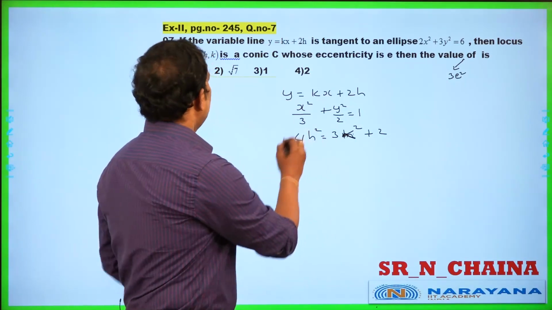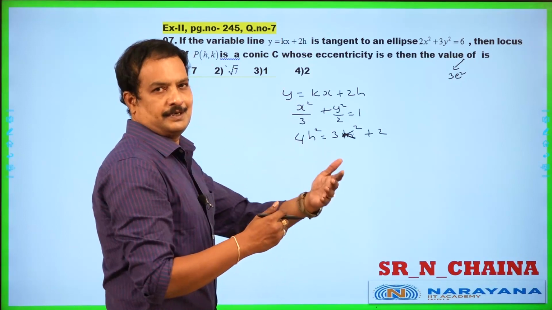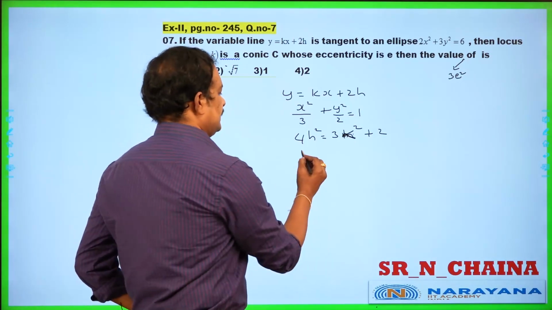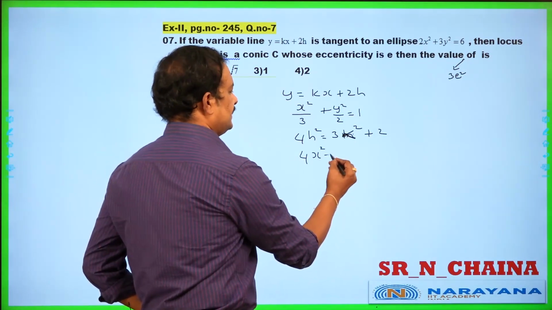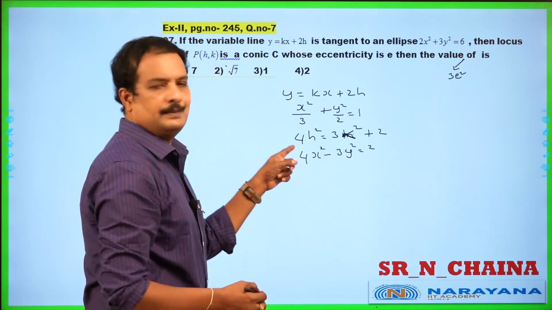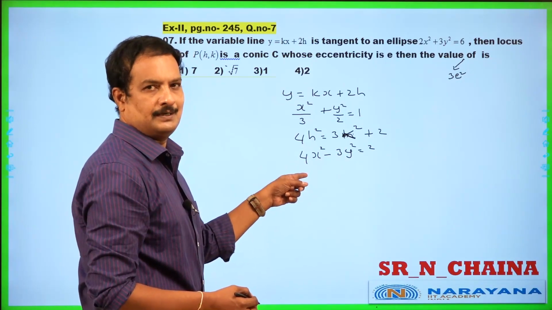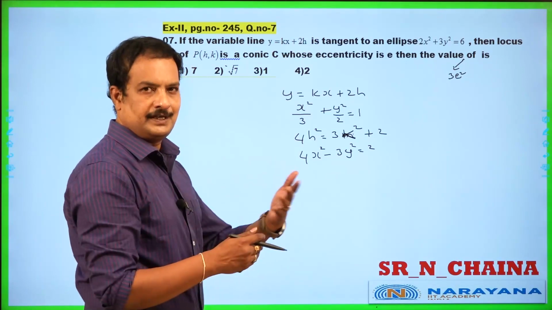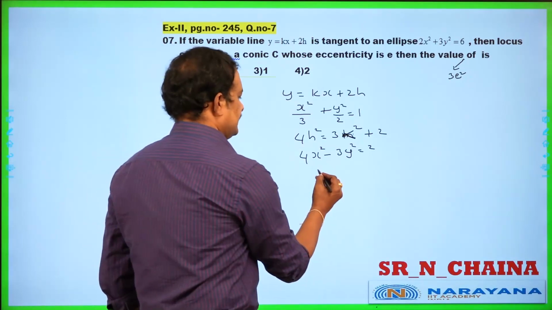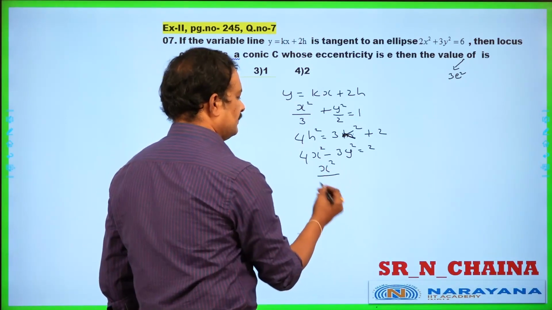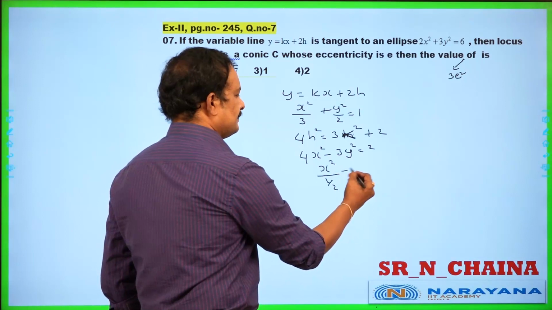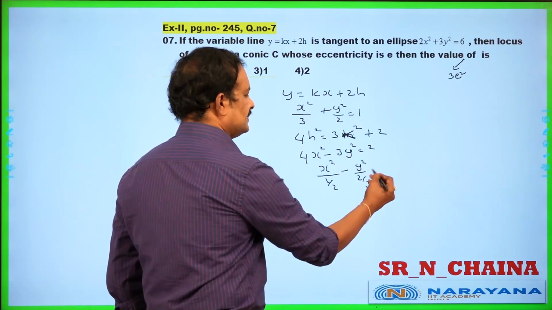So what is the locus of (h, k)? The requirement is the locus of (h, k). Since the locus of (h, k) is required, replace h with x and k with y here. So then it's going to be 4x square minus 3y square equal to 2. So it's very clearly a hyperbola. Very clearly the locus of P is a hyperbola. So what is the eccentricity of that? If you take it as e, then whatever is required, 3e square or anything, we can find out. You can convert this into standard form. x square divided by 1 by 2, because I am dividing with 2 there, minus y square divided by 2 by 3, equal to 1.